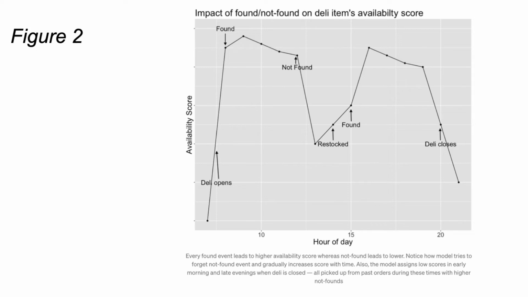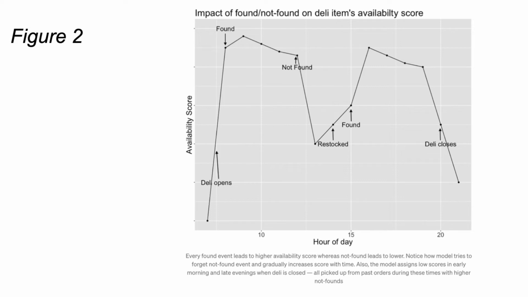So we can see that there's a found classification right after the deli is opened. And then later on in the day, there's not found, which is right before the time that they would restock. And then after they restock, it is reported as found again. And then again, the availability is going to decline right before they close. So let's return and look at the results that we concluded on about the model.